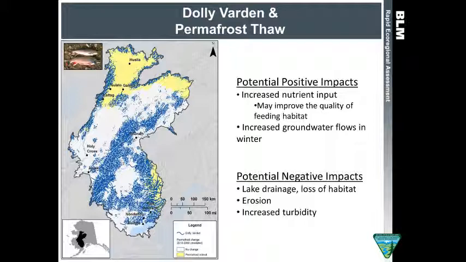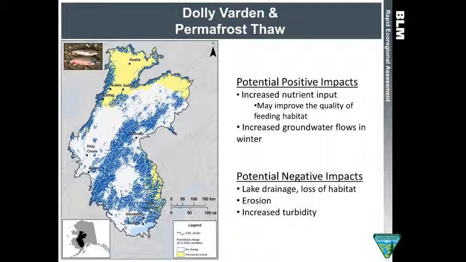Okay, this is Karen in Galena. I have a quick question about that lake drainage. Most of those, at least in our area, it's the disconnected lakes with the predominance of permafrost that are really more dynamic, and those aren't going to have things like Dolly Varden. Did you take that into consideration at all?